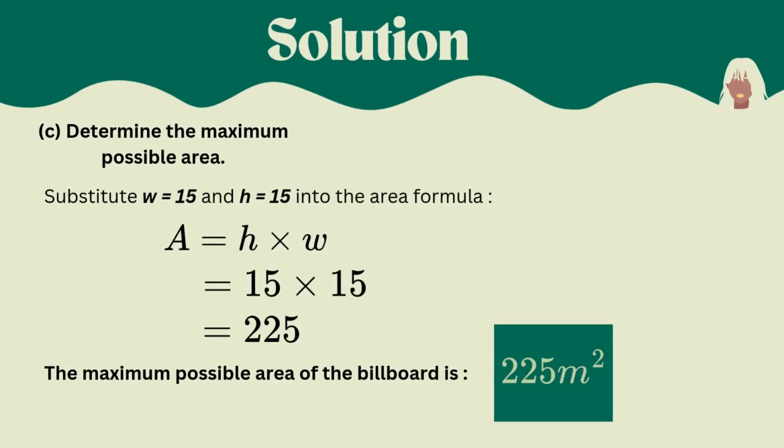Now, question C. Determine the maximum possible area. Substitute w equals 15 and h equals 15 into the area formula. So, A equals h times w. So, it becomes 15 times 15 equals 225. So, the maximum possible area of the billboard is 225 meters squared.